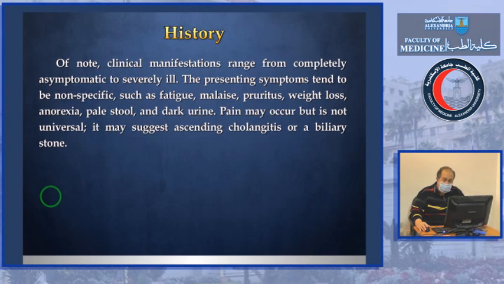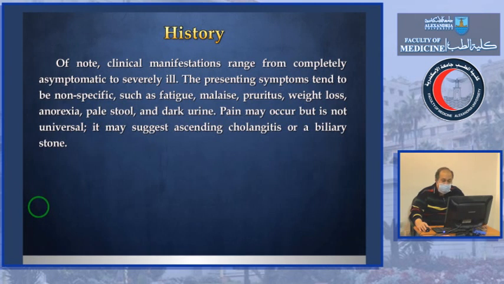Now, after we took the history, we ask the patient for the complaint. The patient may be completely asymptomatic. We have several cases of liver injuries, for example, Gilbert disease. The patient has a mild jaundice and is completely asymptomatic.